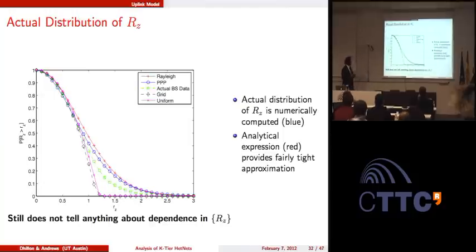In this plot, we have the CCDF for RZ, and the blue plot is for the actual distribution of RZ, numerically computed for the correlated process, and then you have the analytical expression for the approximation, which is the red one, and we see that these plots are actually quite close. I wanted to explain the other plots as well, but I think I would be short of time. So it's just these two plots. And we see that at least the marginal distribution of RZ is quite close and not really affected by the independence assumption.